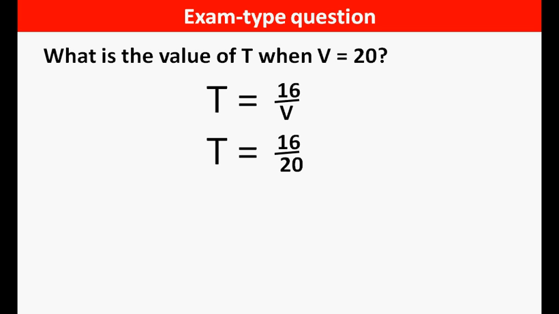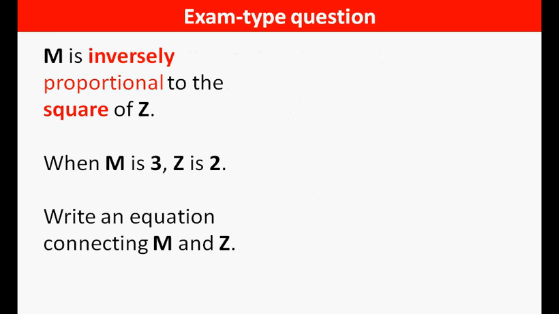Now, here's another type of question. M is inversely proportional to the square of z. So that means there's some relationship between m and z squared, the square of z. And if they're inversely proportional, that means that the relationship is m equals something divided by z squared. So that's the general relationship, and we've got to find out what that number k is that links m and z squared in that relationship.